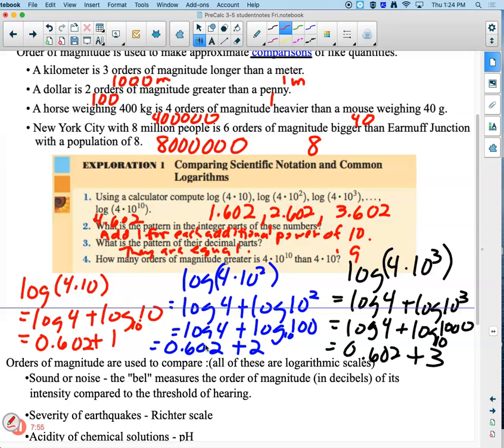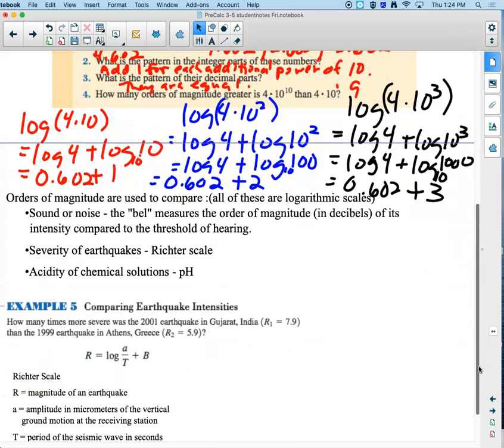So when they're talking about earthquakes, we have to remember that each order of magnitude is actually an increase of 10 times what it was previously. And that helps people understand why a magnitude 3.4 earthquake and a magnitude 5.6 earthquake is such a big difference, even though they're just small numbers with some decimals. So orders of magnitude are used to compare, and all of these are logarithmic scales because they're huge numbers. They want to use logarithms to make them something smaller, at least to look at a little bit smaller.